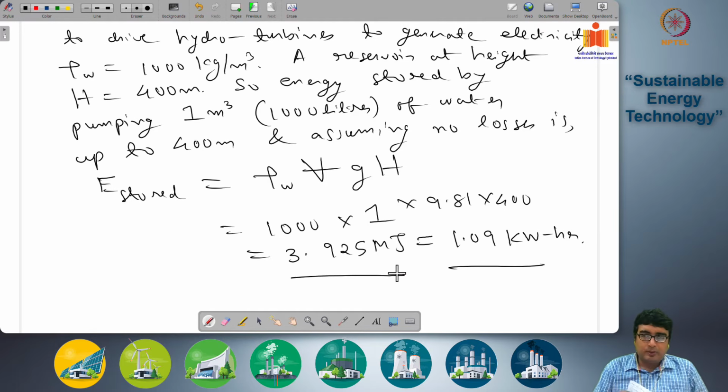Okay. So this is the energy that if you store 1 meter cube of water at a height of 400 meters, then the energy that you are storing is around 3.925 megajoules or 1.09 kilowatt hour. Now usually a reservoir will be quite large. It may be tens of thousands of meter cube in its volumetric capacity. So you can see that a pumped hydro system can store multiple gigajoules of energy as and when required.